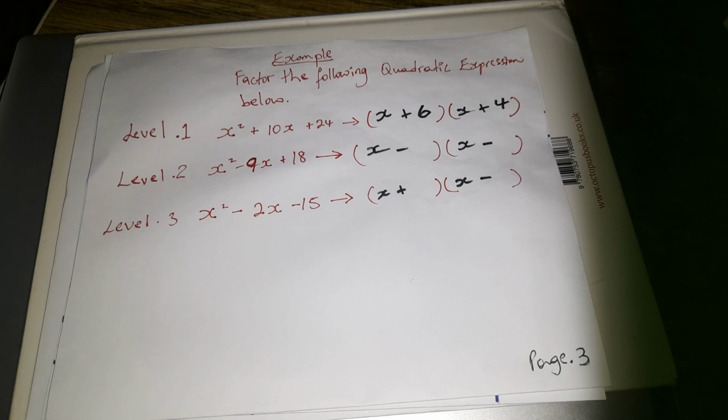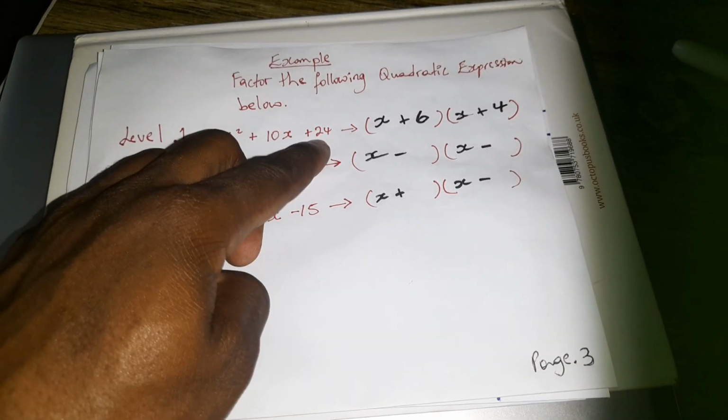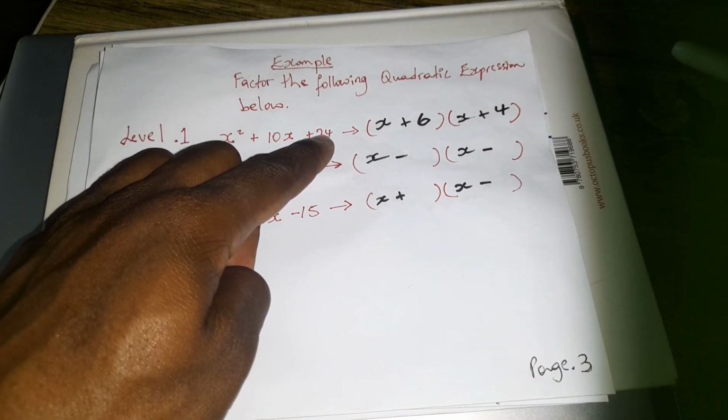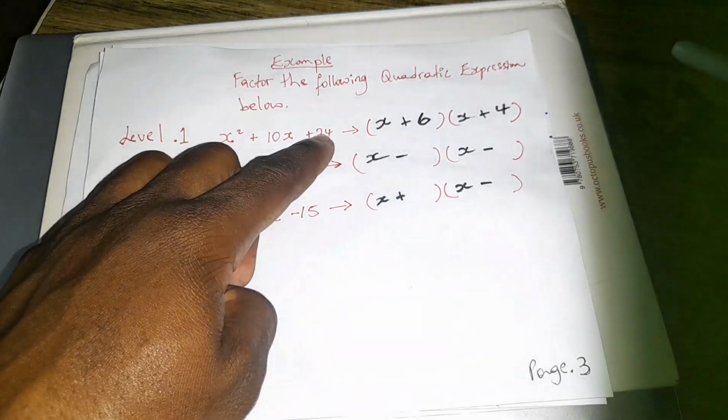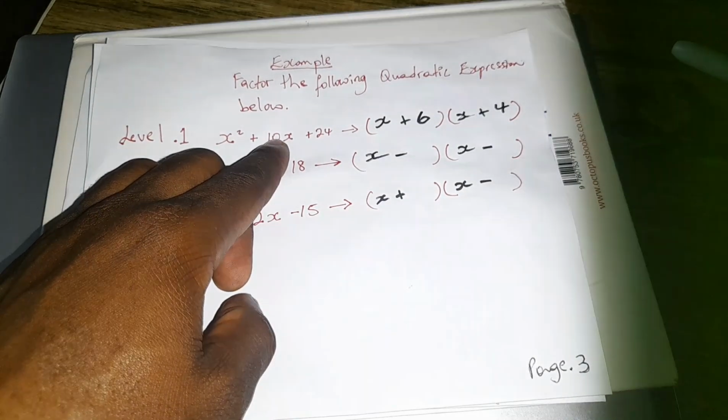You must be wondering how 4 and 6 end up in there. This is how you do it. Now look at this. This is C. Which two numbers, when you multiply them, you get 24, but when you add the two numbers, you get 10.